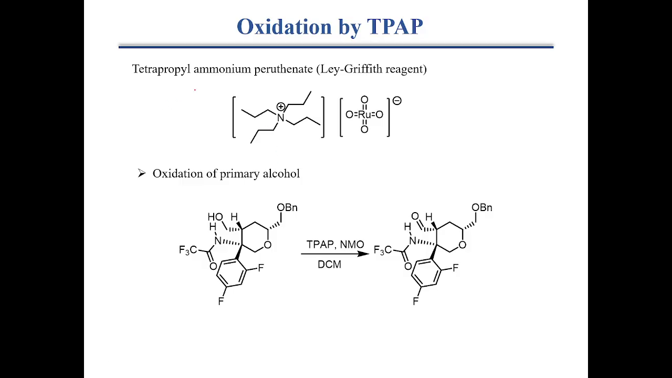Next is the TPAP condition. TPAP is tetrapropylammonium perruthenate. This is a Ley-Griffith reagent. This is the propyl group, and this is the structure of TPAP. It oxidizes the primary alcohol. In this structure, this is the primary alcohol, and it oxidizes to the ketone.